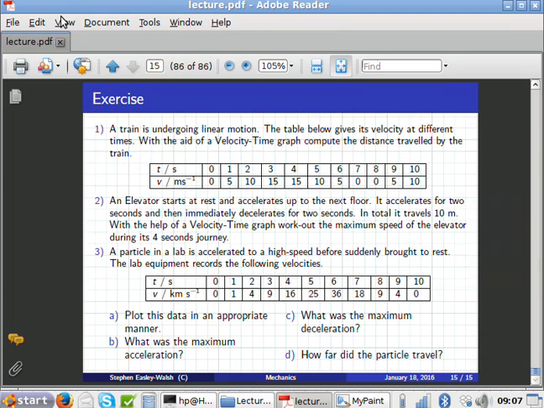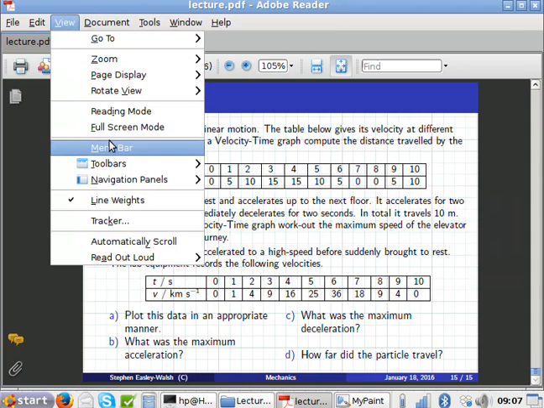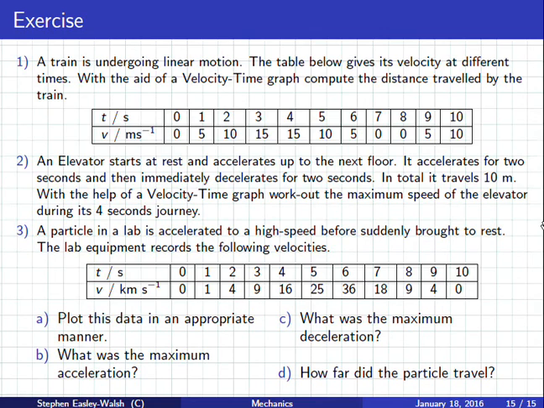A train is undergoing linear motion. The table below gives its velocity at different times. With the aid of a velocity time graph, compute the distance travelled by the train. That's not too bad. Beautiful graph or ugly graph? Which would you like? Beautiful? Okay.